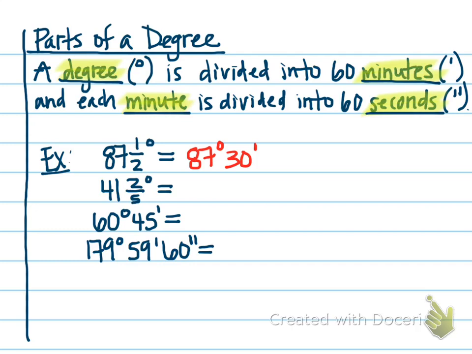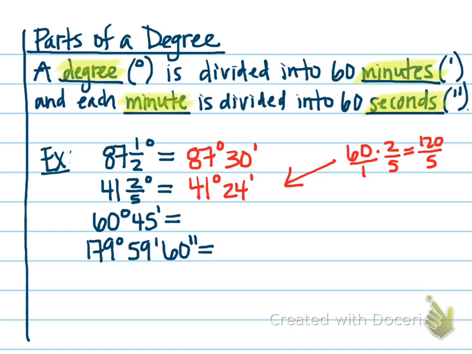Let's try that with the second one. 41 and 2/5 degrees. So again, we've got 41 whole degrees. We use that little circle to represent degrees. And then 2/5 of a degree. So we have to think about what that means. 1 degree is 60 minutes. 2/5 of that means we would multiply these together. 2/5 of 60 minutes. We could put the 60 over 1, multiply straight across, and we're going to get 120 over 5, which reduces to 24. So of those 60 minutes, 2/5 of it would be 24 minutes. That's what that would look like.